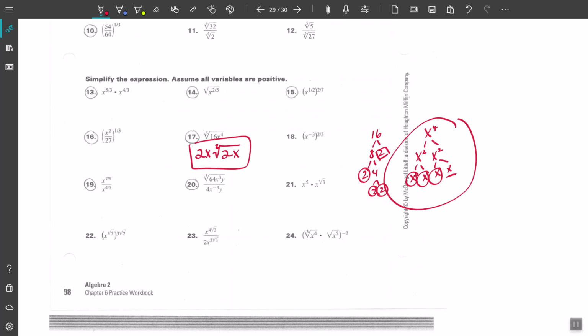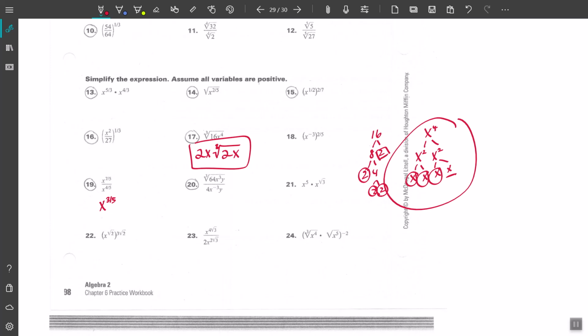All right, number 19, we have 2 exponential expressions. The bases are the same. We're dividing them, so we're going to rewrite the base and subtract the exponents. 7/5 minus 4/5 gives us 3/5, and that one was nice and easy for us.